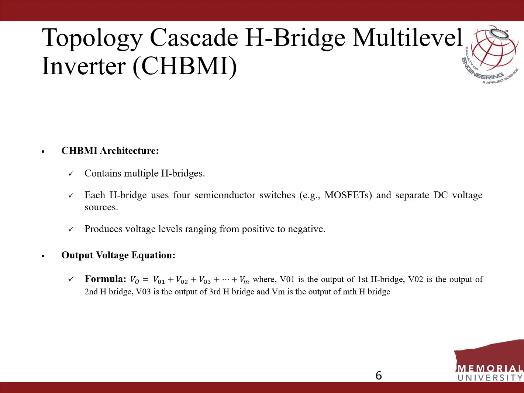Here comes the topology. The Cascade H-bridge multi-level inverter contains multiple H-bridges. As I have mentioned earlier, it uses 4 semiconductor switches such as MOSFETs and separate DC voltage sources, and produces voltage levels ranging from positive to negative.